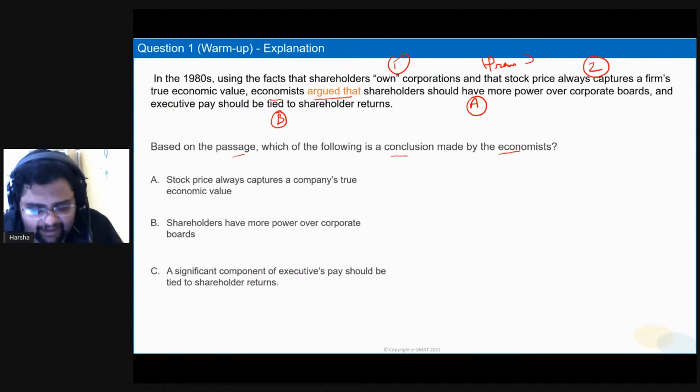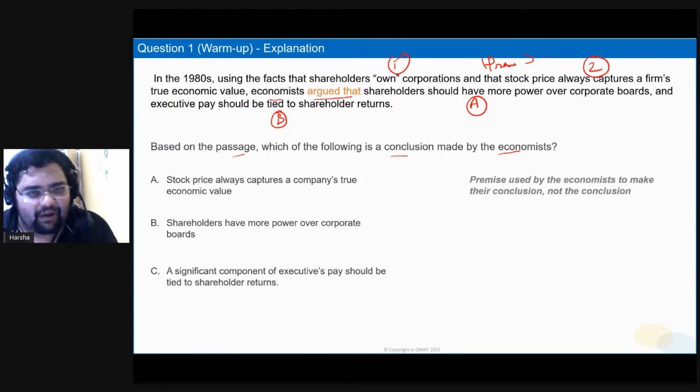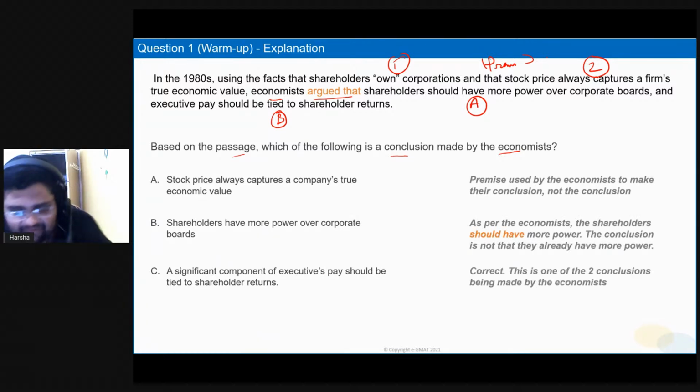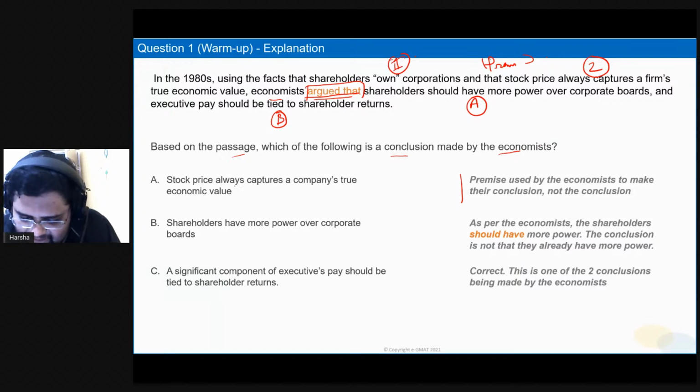If this is clear, now it becomes clear why option B is not the correct answer. Firstly, I'm happy to see none of you fell for option A, because if you understand that "argued that" is a conclusion indicator keyword, you understand that option A talks about the premise. It's talking about stock price always capturing a company's true economic value. That's your point two. It's not the conclusion. It's the premise that is being used to arrive at the conclusion.